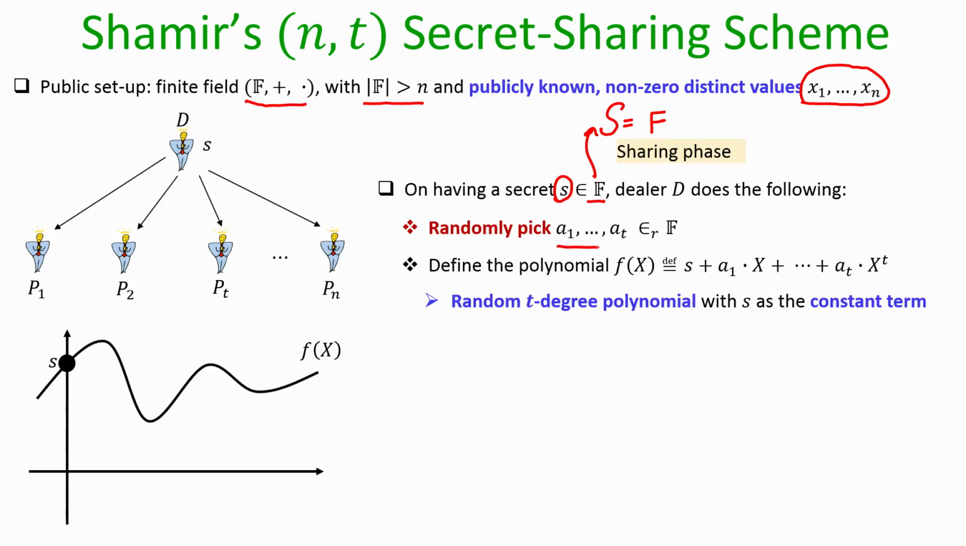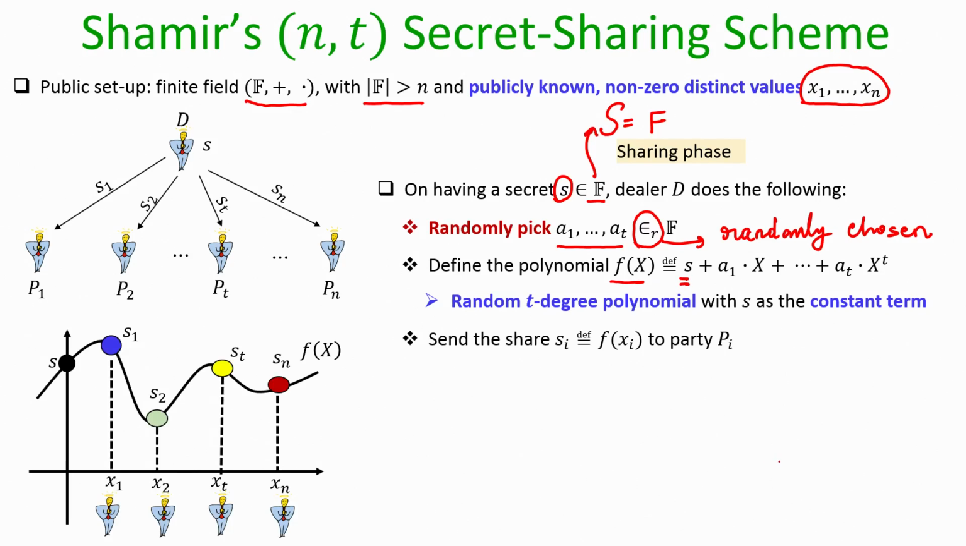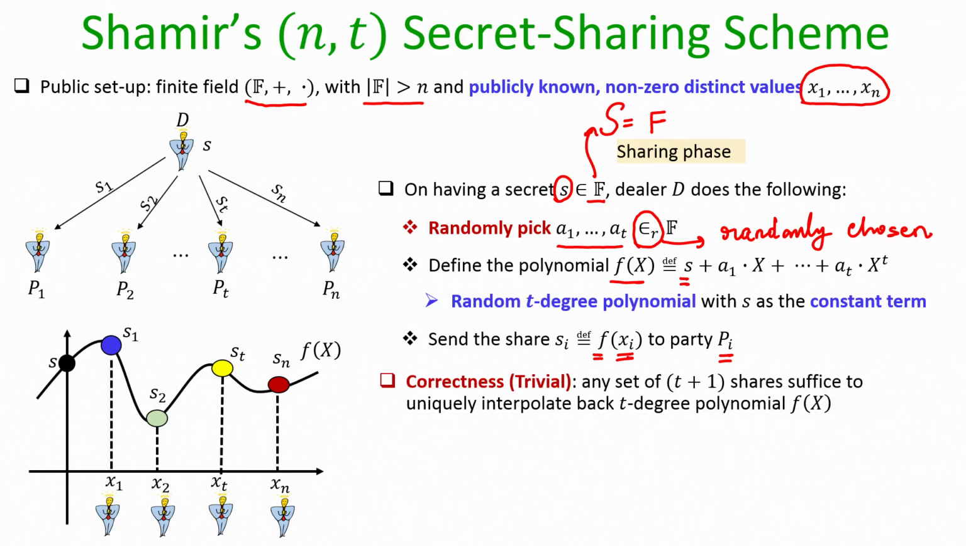It is going to pick t coefficients for the sharing polynomial randomly from the field. So, this notation belongs to subscript r, denotes that the polynomial is randomly chosen. So, the polynomial f of x is randomly chosen, except that its constant term is the secret which the dealer wants to share. And now, the share for the ith party is the evaluation of this polynomial at x equal to xi. Of course, all operations are done over a finite field.